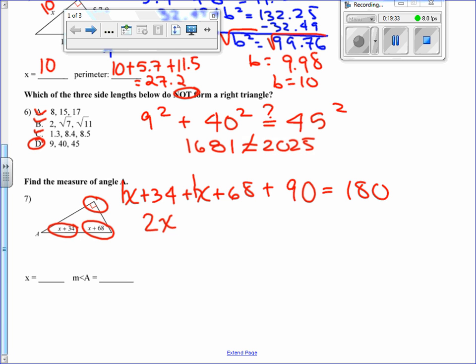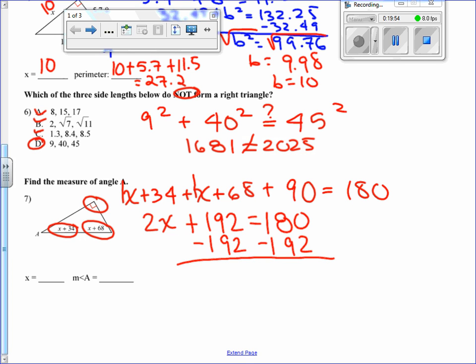Plus, so 34 plus 68 plus 90, what does that equal? 192 equals 180. And then we will subtract 192. Now, what I did was I did mine a little bit differently, and I think a few of you did that. Does this give you -12?